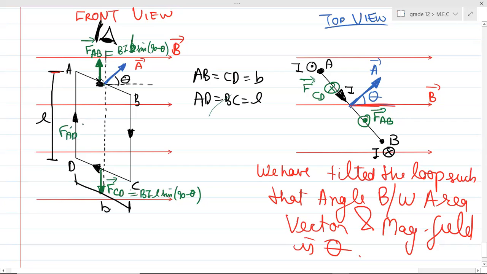The force on AD will be into the plane, and similarly the force on BC will be coming out of the plane. When we draw these forces over here, the force on AD will look like this, and the force on BC will look like this. So these two forces will be producing the torque.